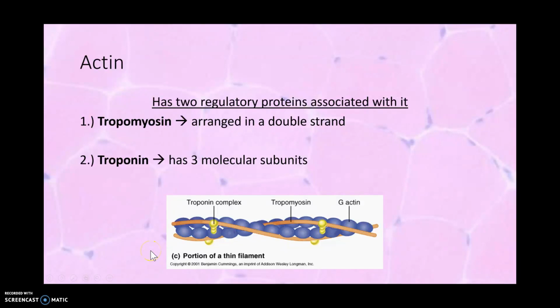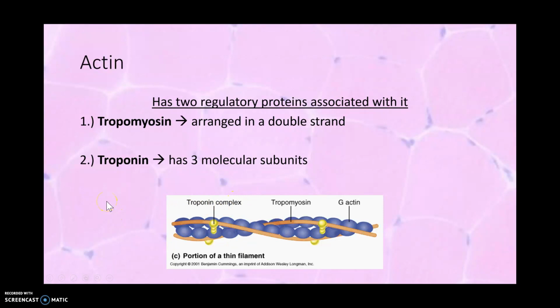Okay, welcome back. We ended the last video talking about actin, which is our thin filament. We ran a little bit out of time, so just to reiterate, it has two regular proteins associated with it: tropomyosin, which is arranged in a double strand as well. So this is this orange strand right here, as well as troponin. It has three molecular subunits. So here, 1, 2, 3, 1, 2, 3. It's called the troponin complex.